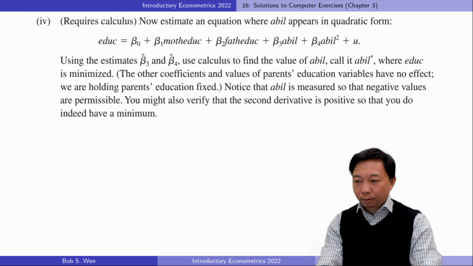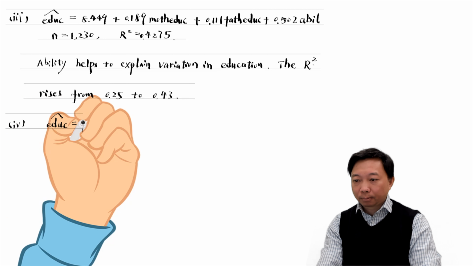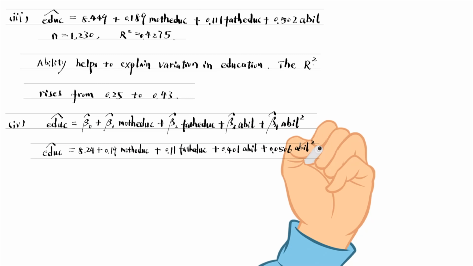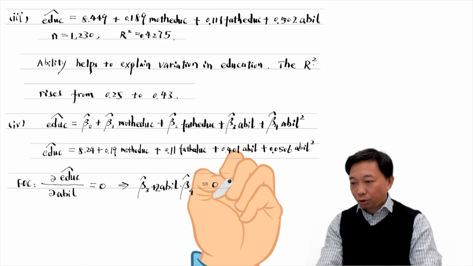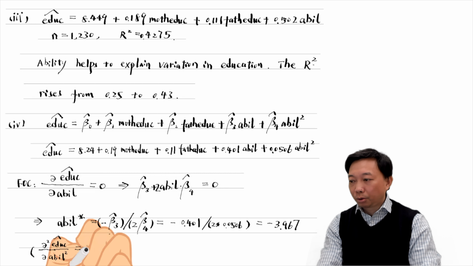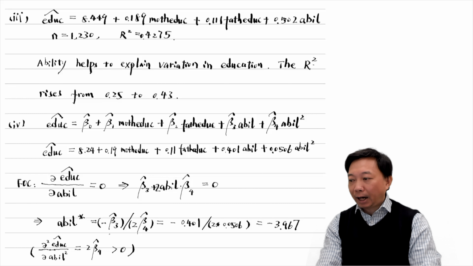For the fourth question, we add the quadratic form of ability to the model. The estimation equation is as follows. The first order condition for minimum education gives the ability star equal to minus 3.967. Notice that the range of ability is from -5 to +6. The second derivative is positive.